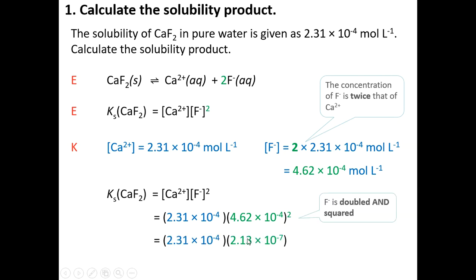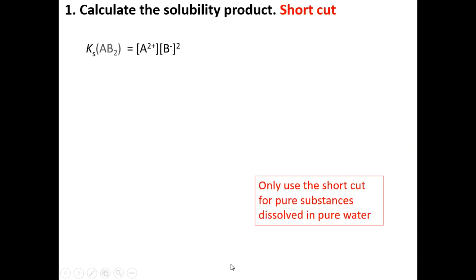And then we do the calculation. Notice I've done it very stepwise. So the more steps you put in, the less likely you're going to make a mistake until you get a final answer. And notice that we don't give a unit. There is a shortcut method.